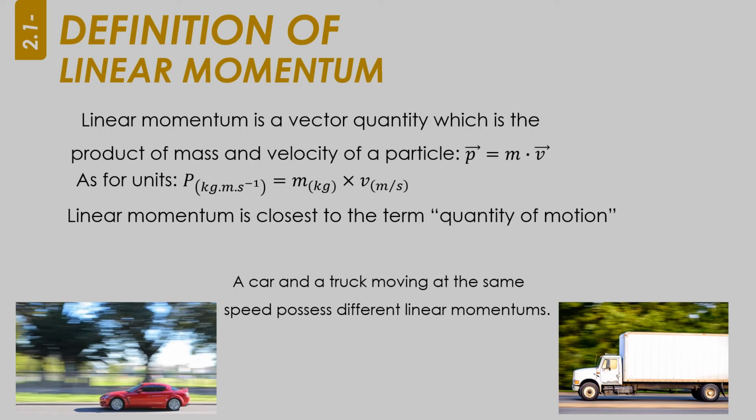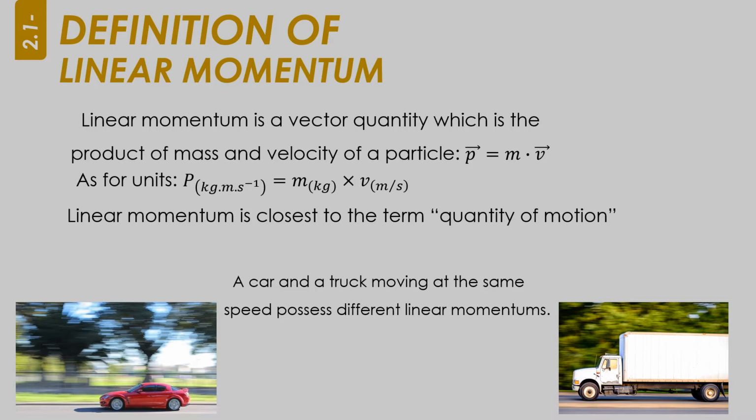Take a look at these two pictures. A car and a truck are moving at the same speed. Now, the car has less mass than the truck. So if you ask yourselves, which of these two vehicles have more ability to produce motion or to produce effects on objects, let's say if it crashes into a wall, which one can produce more effect on the wall? Simply, we can all think about the truck. And if I ask you why, you will say because it has more mass.